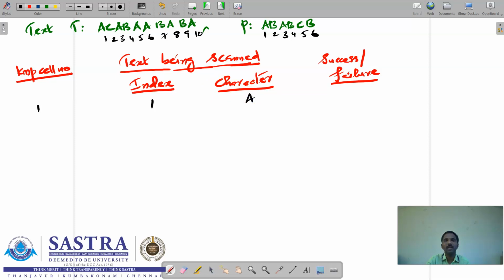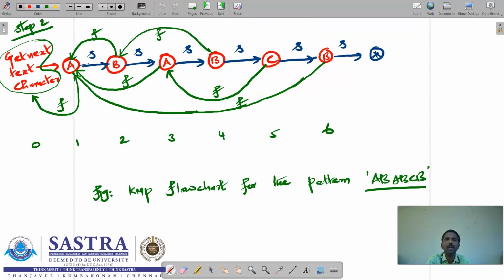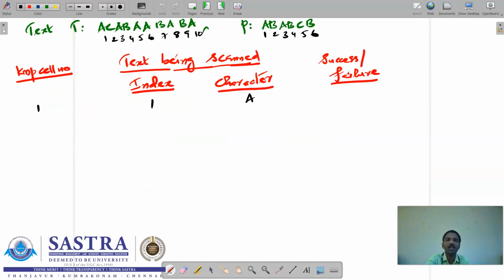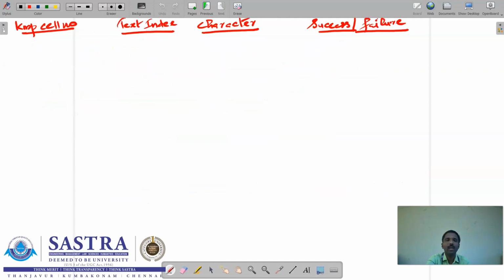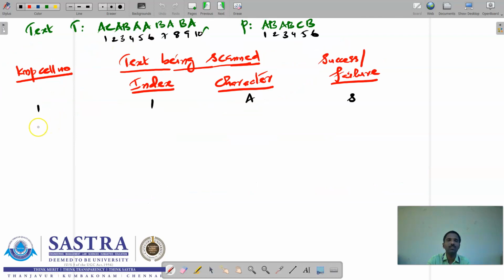Then the character A, right? This matches with the pattern character. That means at cell number 1, right? Have a look into this diagrammatic representation. At cell number 1, we have a character A, so there is a match. So success or failure, we need to mark success. At cell number 1, if we have a success, we need to move to cell number 2, right? So write cell number 2 in the next stage.